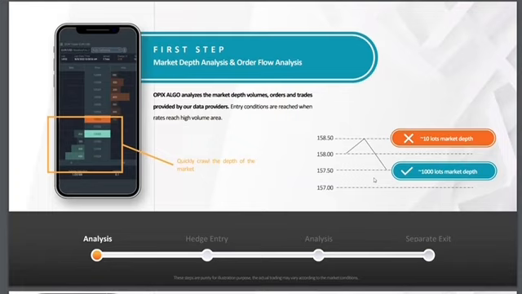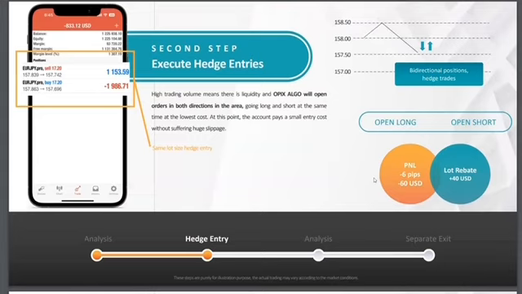Okay, so once we have these two pieces of information, MDA and order flow analysis, we will then execute our trading. Now, our trading is very unique. Why? Because we are using hedging entries, or what we call the hedging method. What is the hedging method? Before I explain it, let me ask you something.